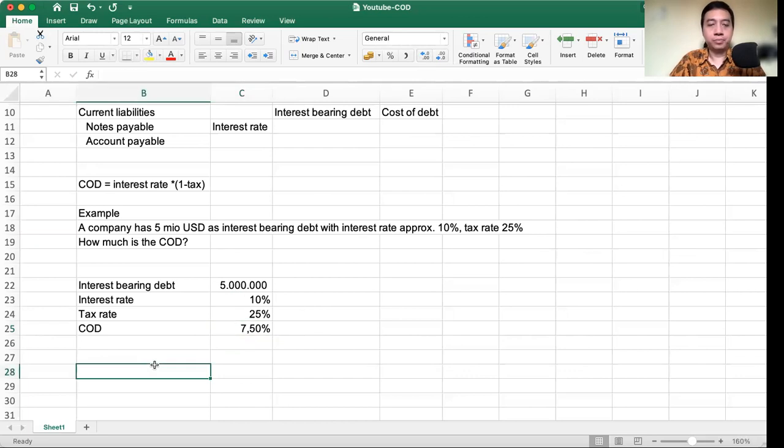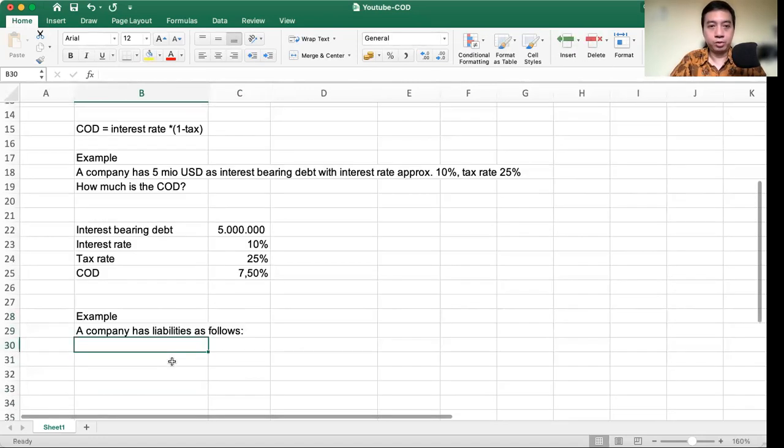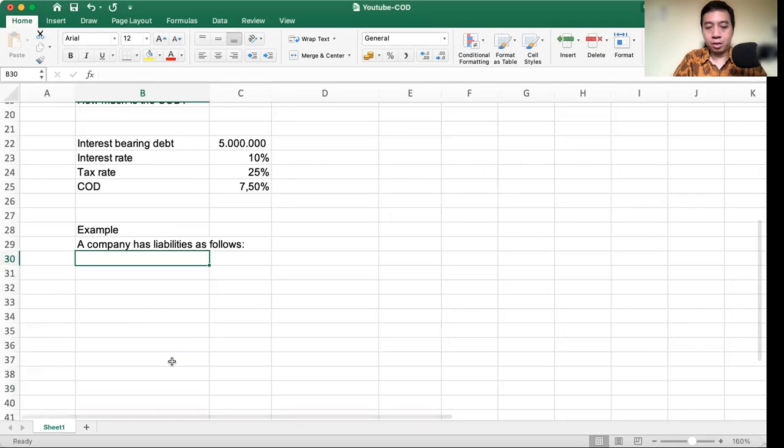Now, maybe some of you are asking yourself, how about if a company has several liabilities in which each liability has its own interest rate? So let me put another example like this. Company has liabilities as follows.